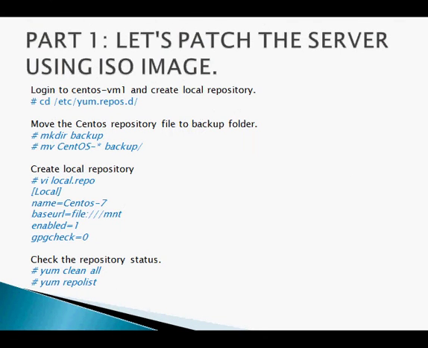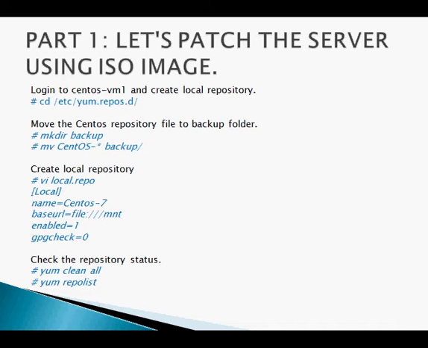So let's start part 1. Let's patch this server using the ISO image. Let's log into CentOS VM1, and we will create a local repo. For creating a local repo, you need to go to the folder etc yum.repos.d directory. There you will find multiple repo files. You have to move all the repo files to the backup directory. Then after that, we will create a local repo file.